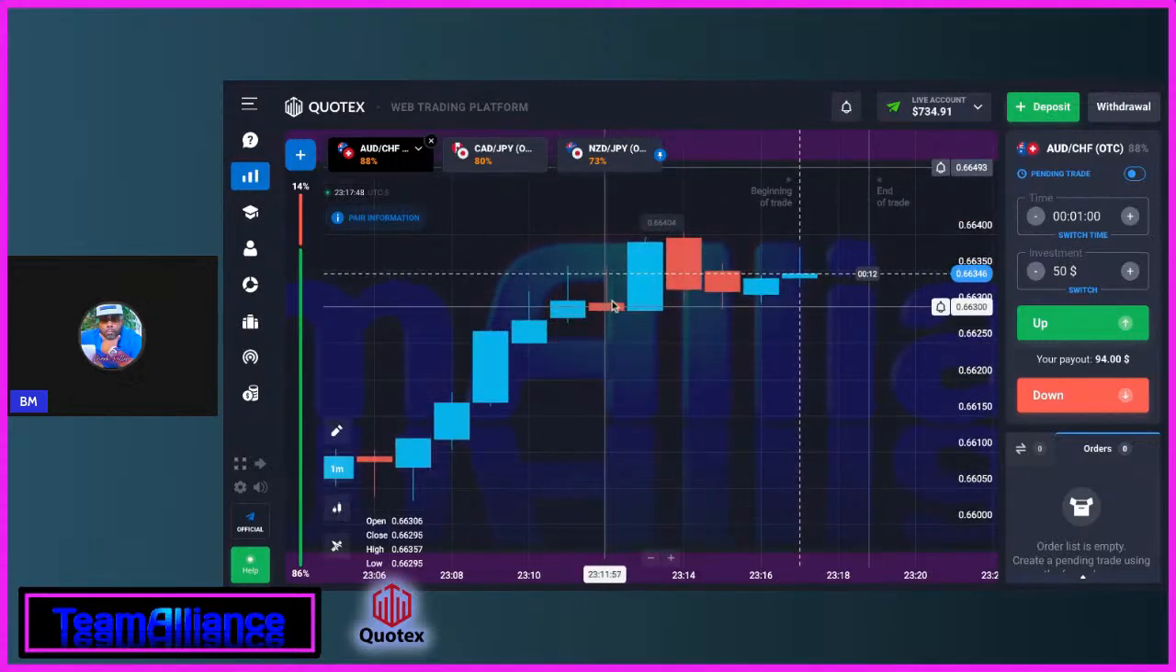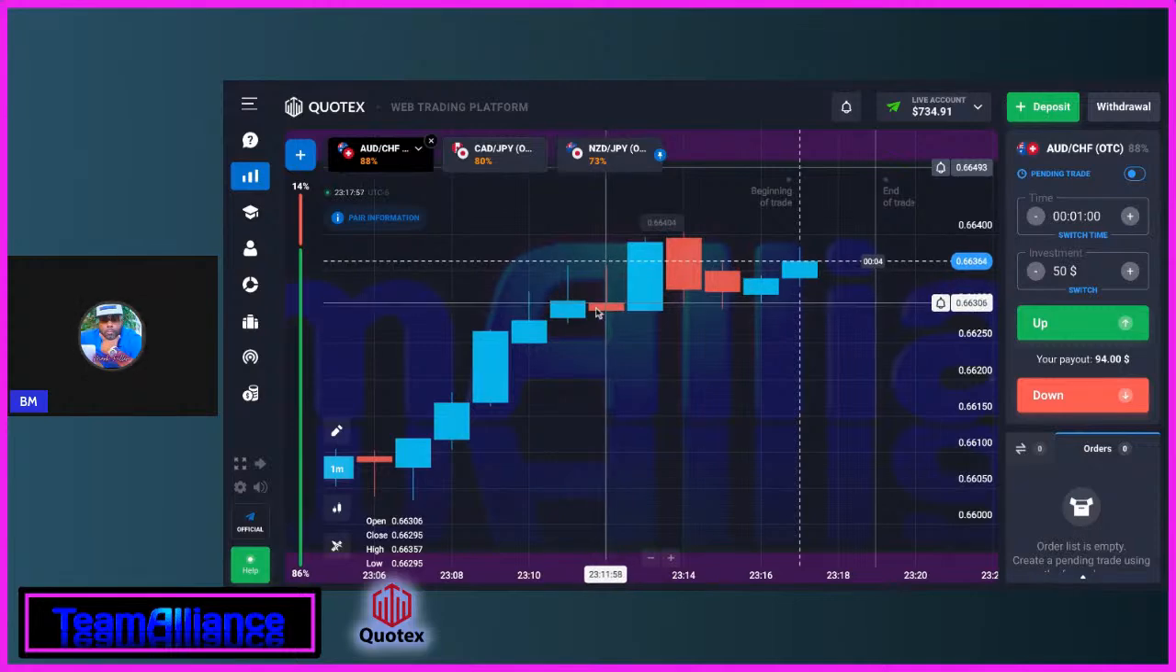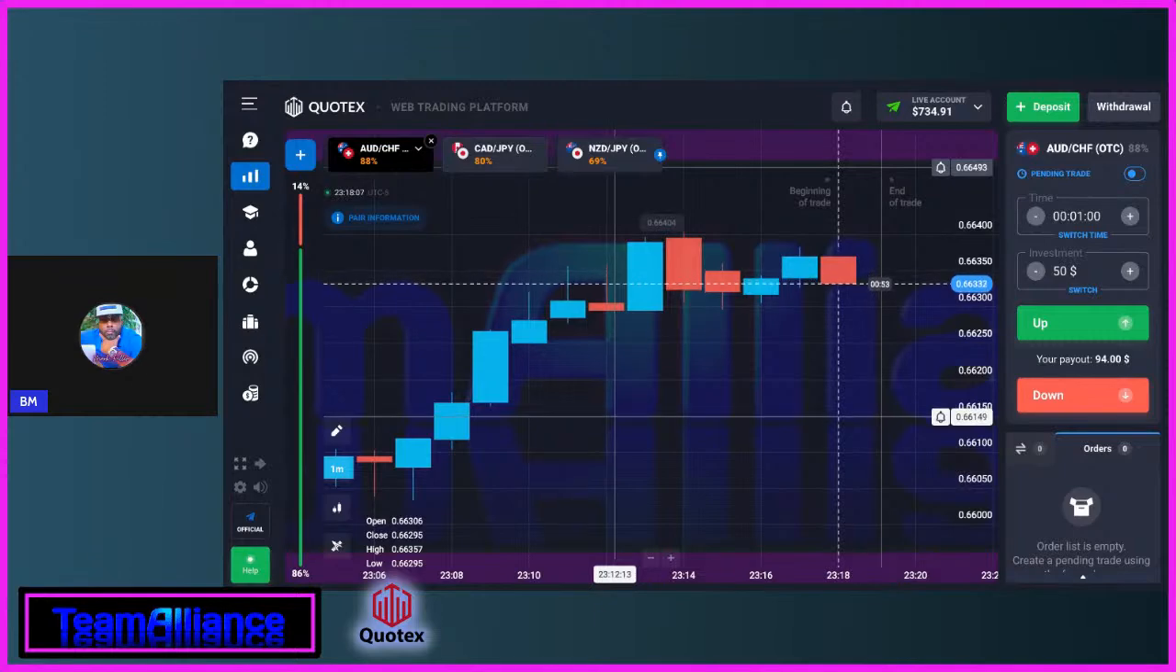But then look at this red one. This one has a wick on the top and it's red. So you can see that the movement came back down beyond where this candle started at, and that's why the candle turned red. You see? So it's these types of things that observation allows you to see.